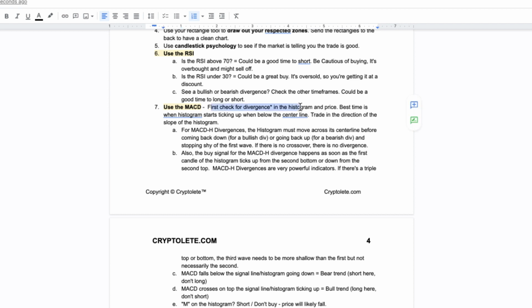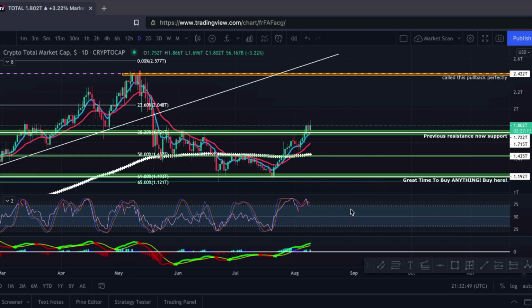First, check for divergence in the histogram and the price. Best time is when the histogram starts ticking up when below the center line. So I'll just explain what that means really quickly, because that's easy to explain. So let me go in the main chart. Here's the main chart.